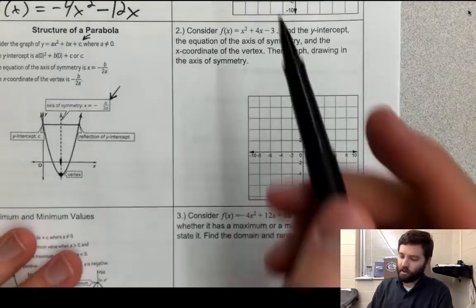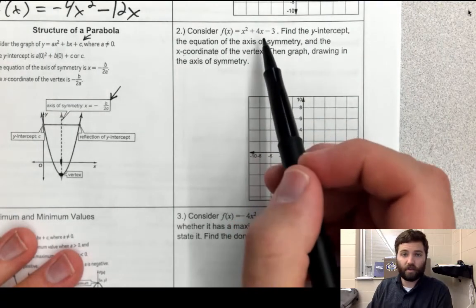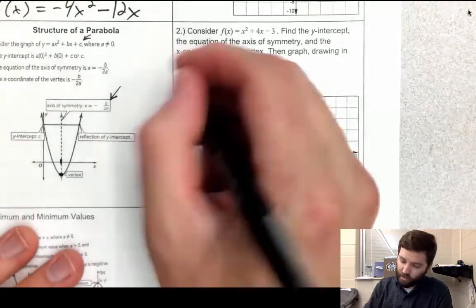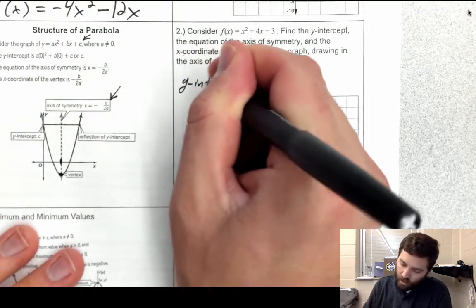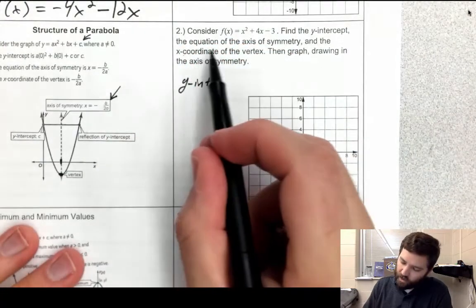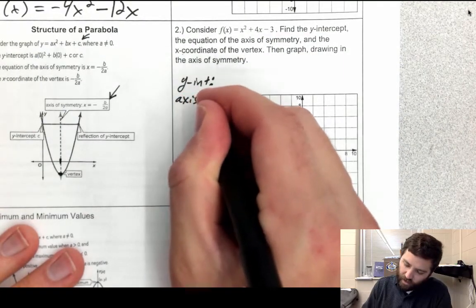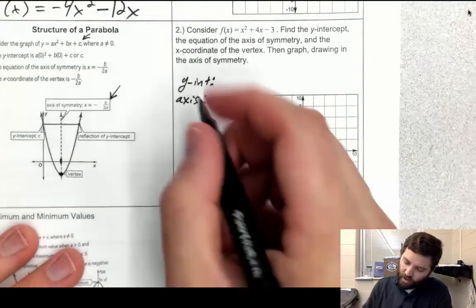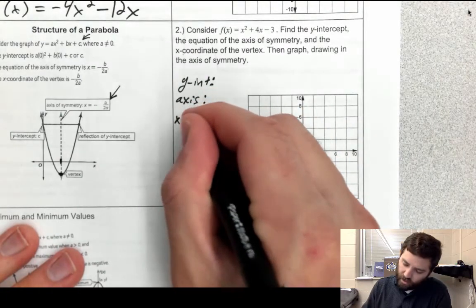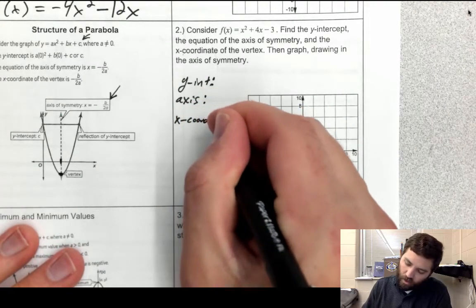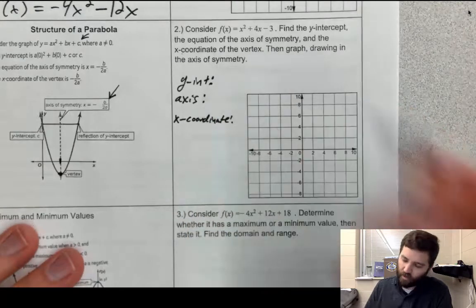All right, so consider the graph of f of x equals x squared plus 4x minus 3. We want to find the y-intercept. We want to find the equation of the axis of symmetry. I'm just going to write axis. Then we want to find the x-coordinate of the vertex. So I'll just write x-coordinate. Okay, we want to find all of those things.